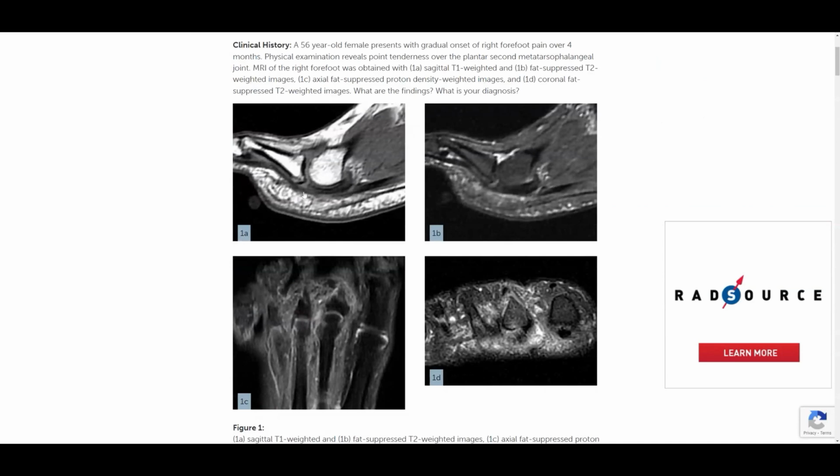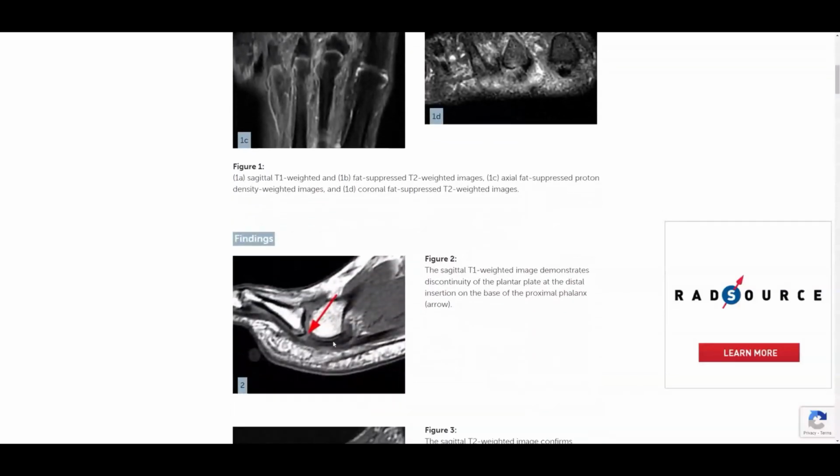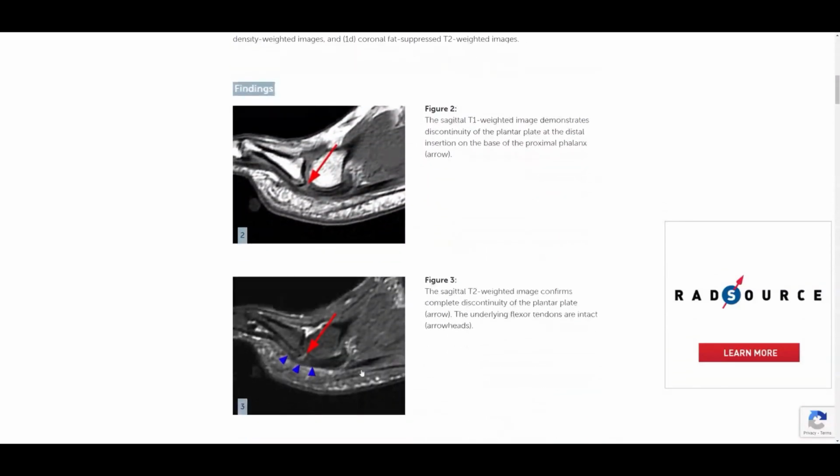In this case, they give you an example of a 56-year-old female with gradual onset of forefoot pain. You can see that this MRI through the forefoot is showing some pathology in the region of the plantar plate. As we've come to see, there's some subluxation or incongruency of the second. We'll take a look at the findings as they explain them to us.